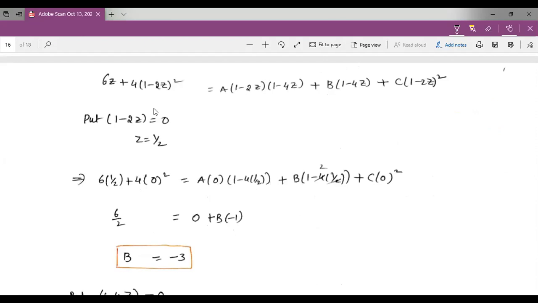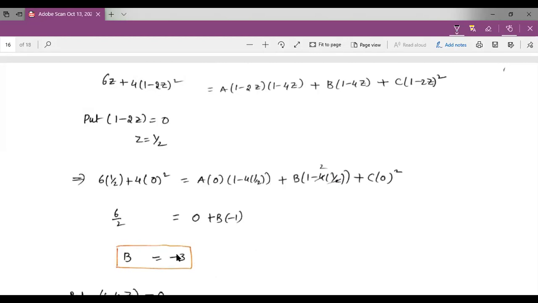Now we put 1 minus 2z is equal to 0, so z is equal to 1 by 2. We substitute this value z is equal to 1 by 2 in the equation: 6 into 1 by 2 plus 4 into 0 whole square. Here 2 into 1 by 2 cancel, 1 minus 1 becomes 0, so this value is 0. Here also the 1 minus 2z term becomes 0. So the remaining term is b into 1 minus 4 into 1 by 2, so b is equal to b into minus 1. From that we get b is equal to minus 3.